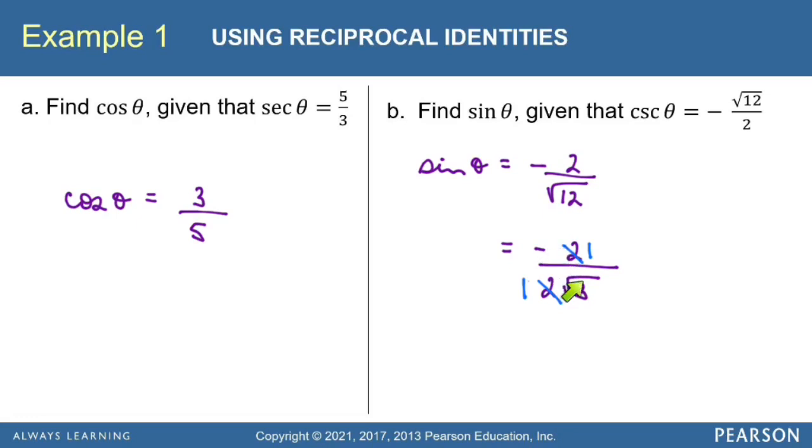So now we need to rationalize this denominator, which just means to remove the radical from the denominator. So of course the way to do that is to multiply by the radical we're trying to eliminate in both top and bottom.